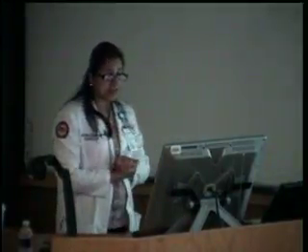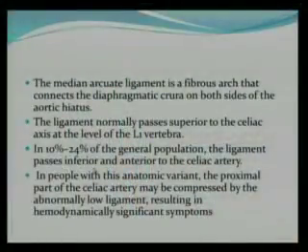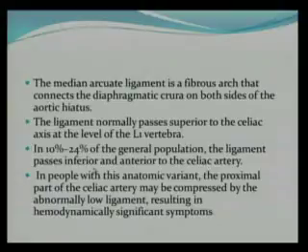In people with this anatomic variant, the proximal part of the celiac artery may be compressed by an abnormally low ligament, like I told you, resulting in hemodynamically significant symptoms. What are the normal, does anybody know what would be the presenting symptoms in patients with median arcuate ligament?